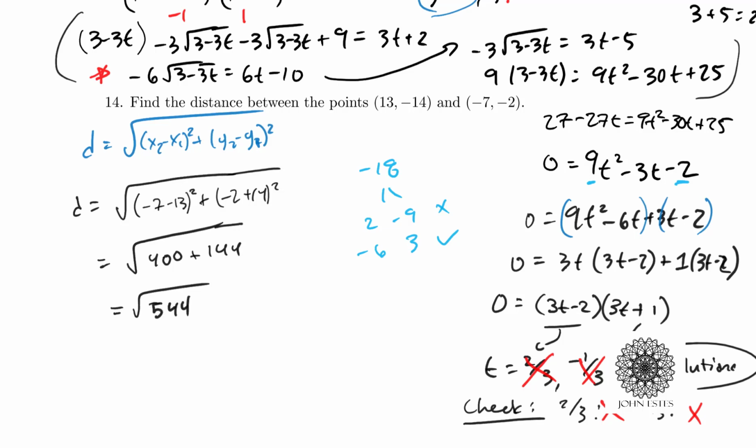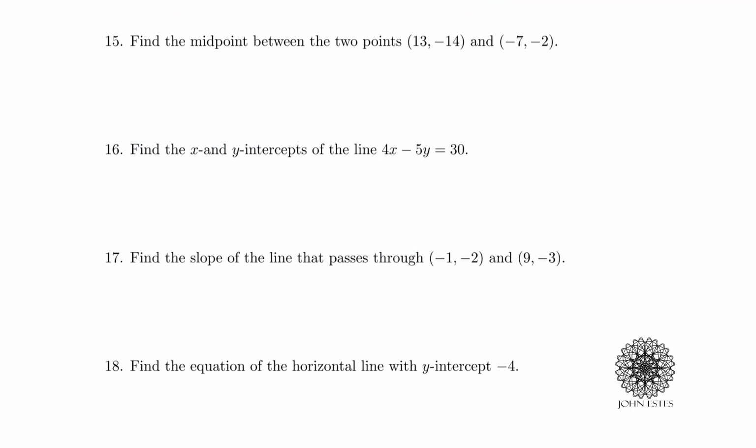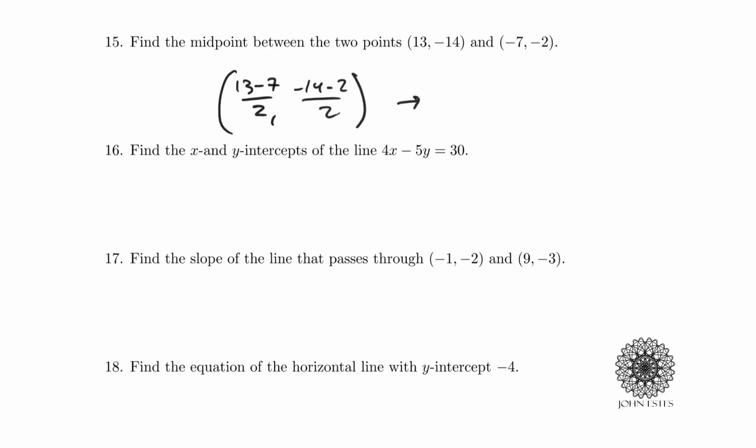Now playing with my calculator a little bit, I realized that is the same thing as 16 times 34. And so that can give me 4 square root of 34. All right, so there's my distance between my 2 points. Okay, going on to 15, we got to find the midpoint. The midpoint is just the average of my x coordinates and the average of my y coordinates. So that would give me then 13 minus 7 is 6. 6 over 2 is 3. Negative 14 minus 2 is negative 16 over 2. It gives me negative 8.